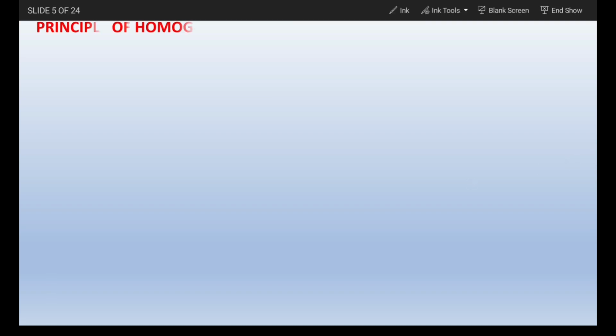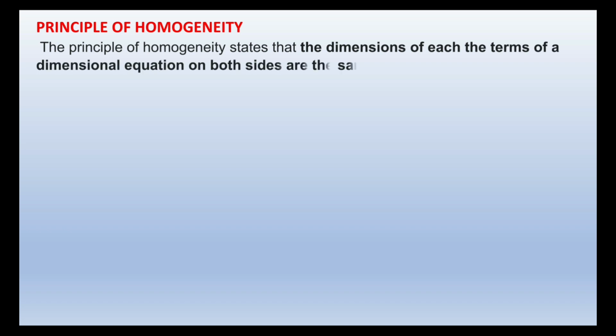Welcome to Expert Tutorial. Today we will discuss the principle of dimensional homogeneity and we will do some examples. So let's start. The principle of homogeneity states that the dimensions of each term of a dimensional equation on both sides are the same.